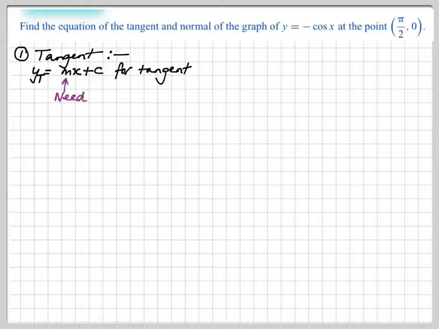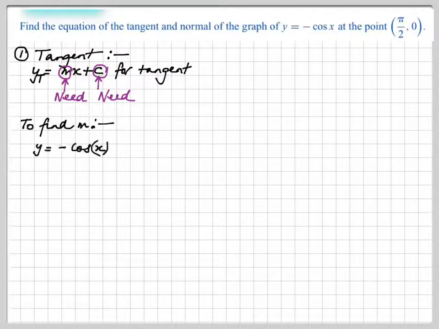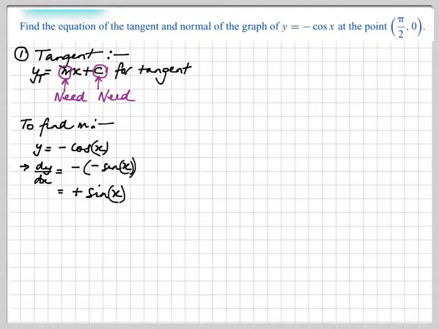So let's go for the m, which we need, and the c, which we need. I think we'll go for m first, shall we? Yeah, good. So same procedure as before. We know that y is minus cos x, so we differentiate that. dy dx is minus minus sine x, which comes out to plus sine x. Now, what we've got to do now is find the actual value of that gradient function when x is, what is it? Pi on 2.